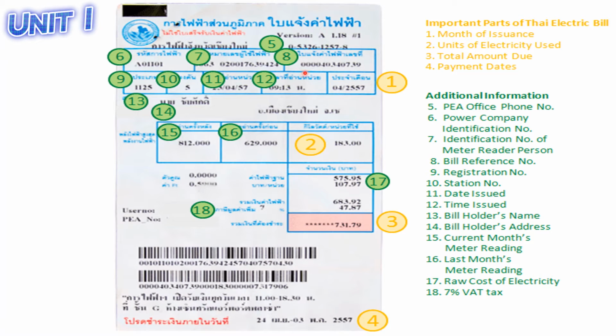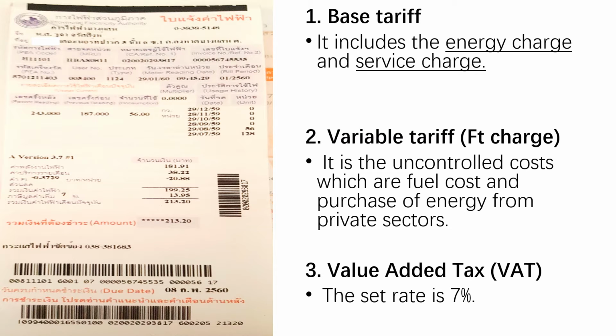What you see on the screen right now is an example of your electricity bill. I want you to pause the video and look at the details, where you have the different meaning for each part. Let's first look at some terms that will help us understand how to compute your monthly electricity bill. We have your base tariff, your variable tariff, and your value added tax. Value added tax is also known as VAT.